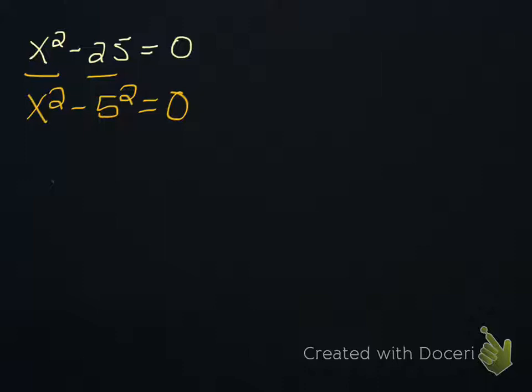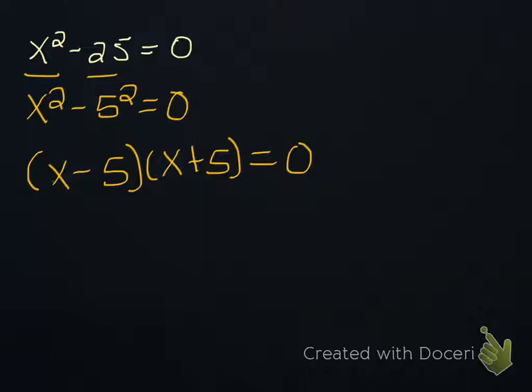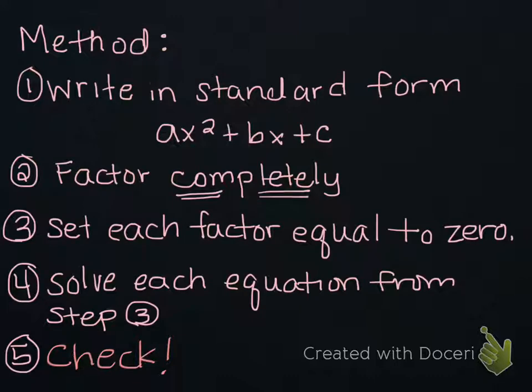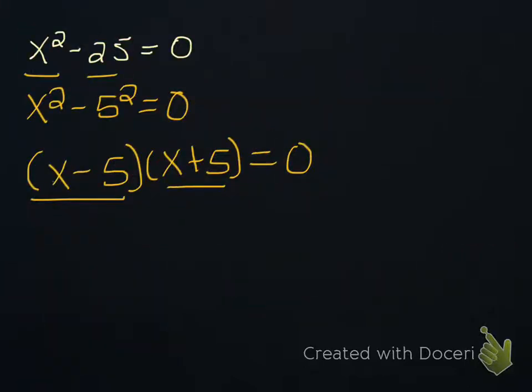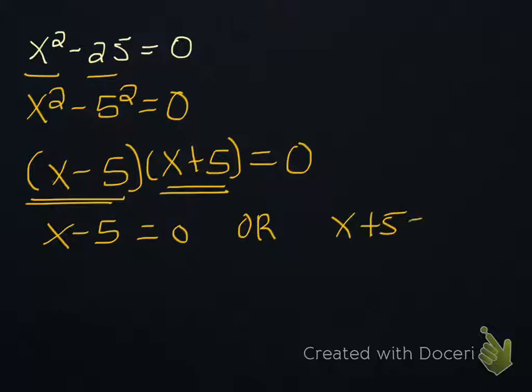So using the difference of squares, this gives me x minus 5, x plus 5 is equal to 0. And now I'm going to use the zero factor property. So if we go back a slide, I factored completely, I've written it in standard form, and I'm going to set each factor equal to 0. So moving forward, we set x minus 5, this first factor, equal to 0, and x plus 5, this second factor, equal to 0.